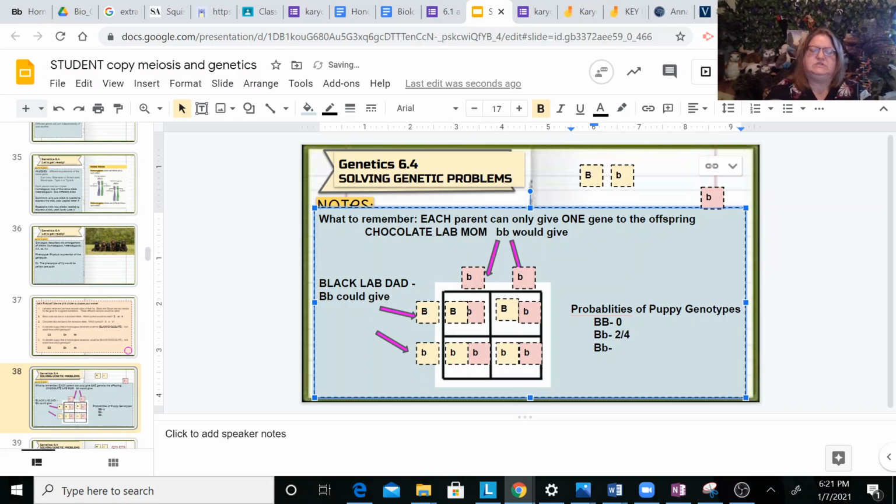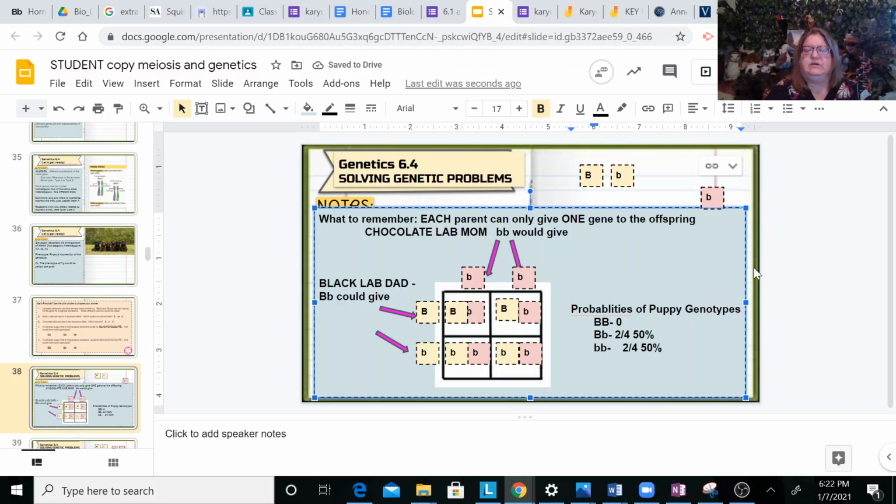Some students love percentages. I'm a fraction person, but if you wanted to write 50%, knock yourself out. That's fine, as long as you can understand the fractions. And then, sorry, this should be little b, little b. So little b, little b, we have 2 out of 4 as well. And again, 50%. You can also reduce it to 1/2 if you want.